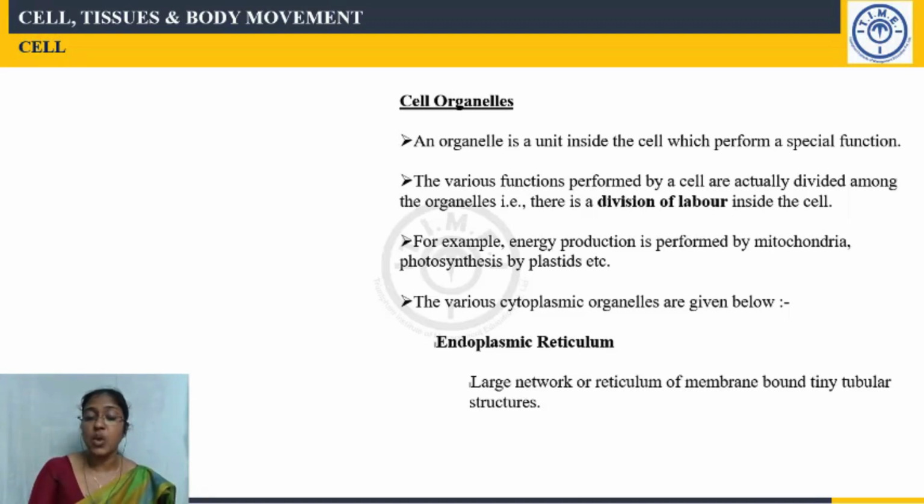What is endoplasmic reticulum? It is a large network of membrane bound tiny tubular structures. So it is a membranous structure in the shape of tubes. That is the peculiarity of endoplasmic reticulum. It is part of the membrane system. They are found scattered in the cytoplasm. The majority of the cytoplasm is occupied by different cell organelles, and one of them is endoplasmic reticulum.